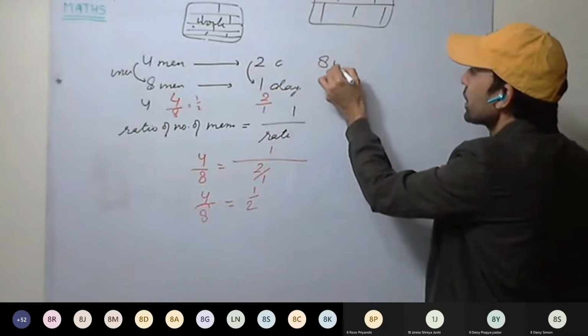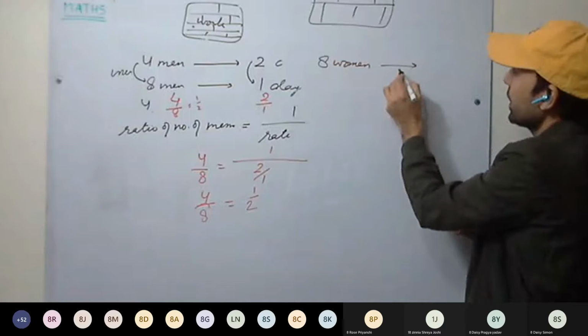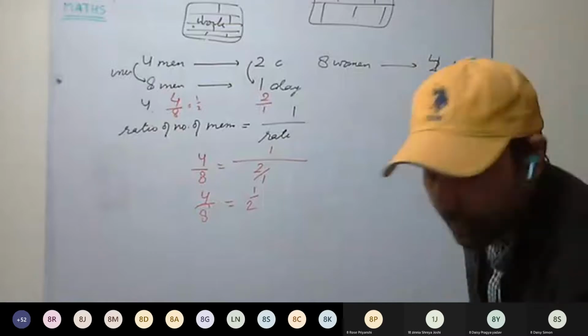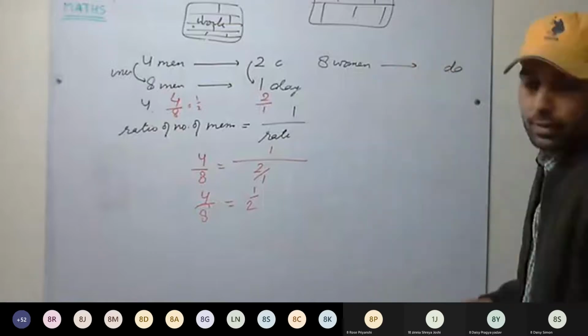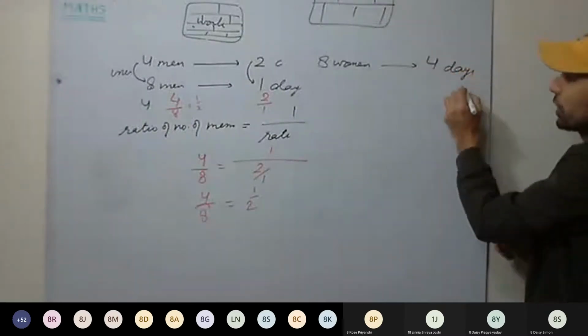Now we are having 8 women. This is a much bigger wall, 8 women, and they complete it in 2 days. Okay, 4 days we take. They complete it in 4 days.